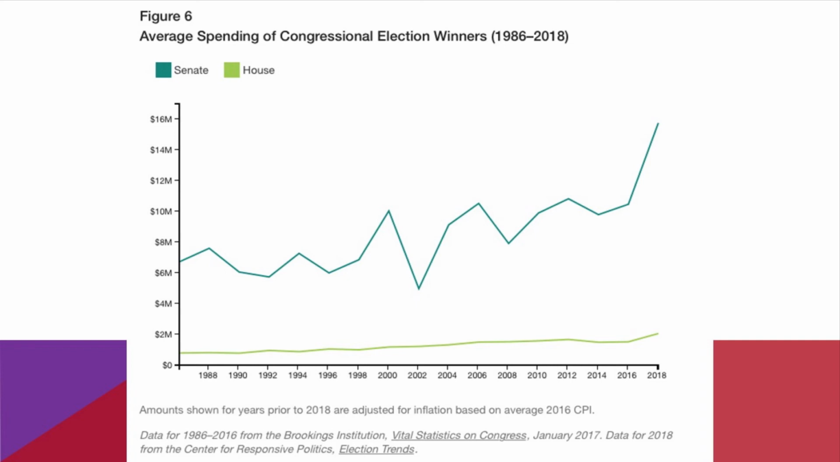In 2018, successful candidates in House races spent over $2 million on average, while successful candidates in the Senate spent almost $16 million. Still, these numbers pale in comparison to what it costs to win the White House. During the 2016 presidential election, the 2 major party nominees, Hillary Clinton and Donald Trump, spent over $2 billion combined. But wait, there's more. For the 2020 presidential election, which spending is still not over yet, more than $14 billion has already been spent. $14 billion.